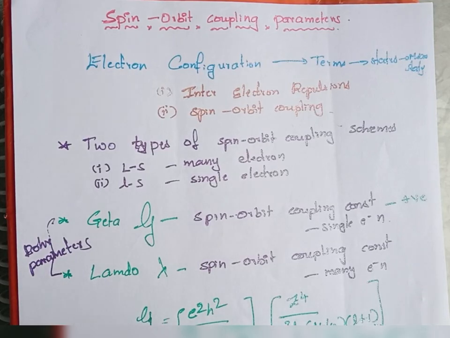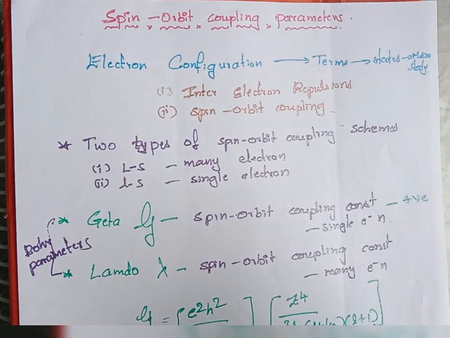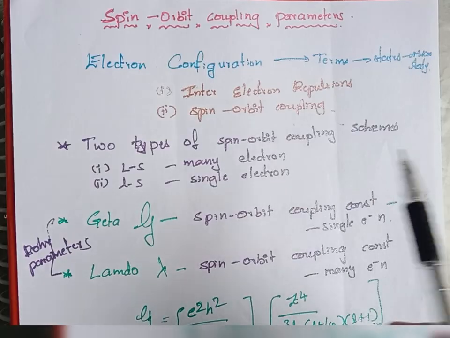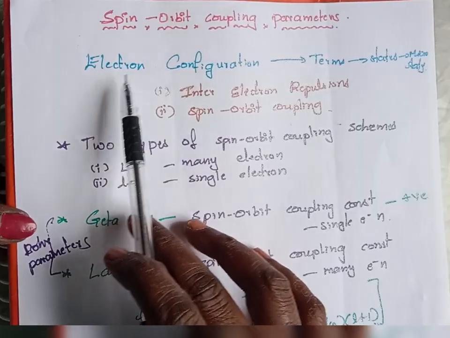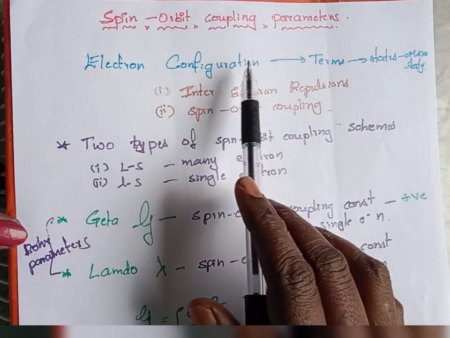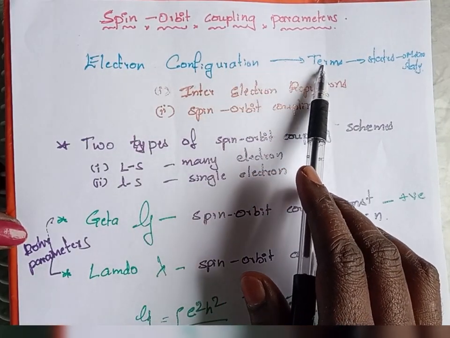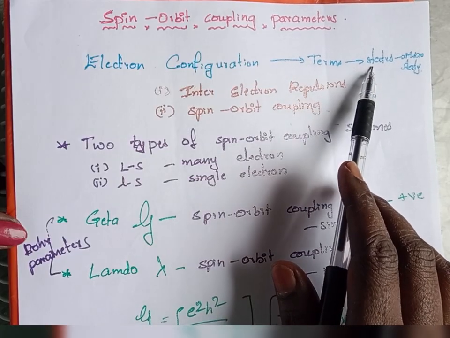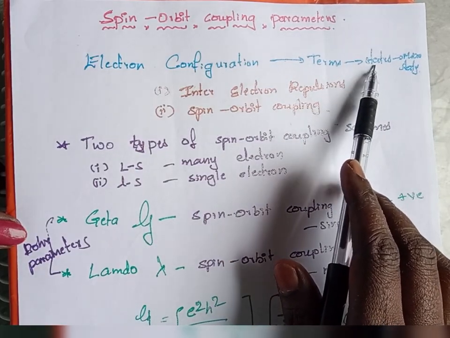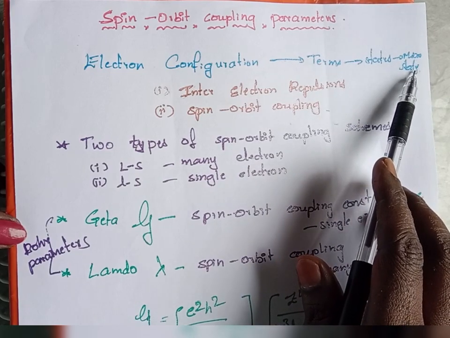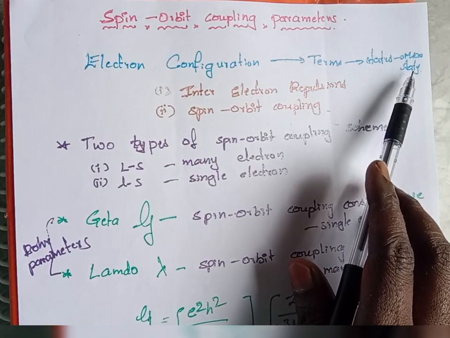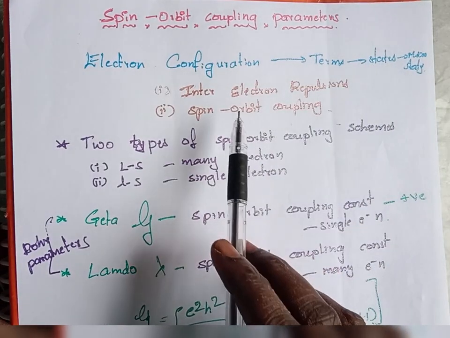Hello everyone. Now I'm going to discuss the spin orbit coupling parameters. In our earlier video, we discussed the inter-electron repulsion parameters, right? In that video, we discussed how an electron configuration of an atomic system in its degenerate state splits into different energy levels called terms. Again, terms split into further energy levels called states, and states also split into different energy levels. Those are called microstates, where microstates are non-degenerate energy levels.